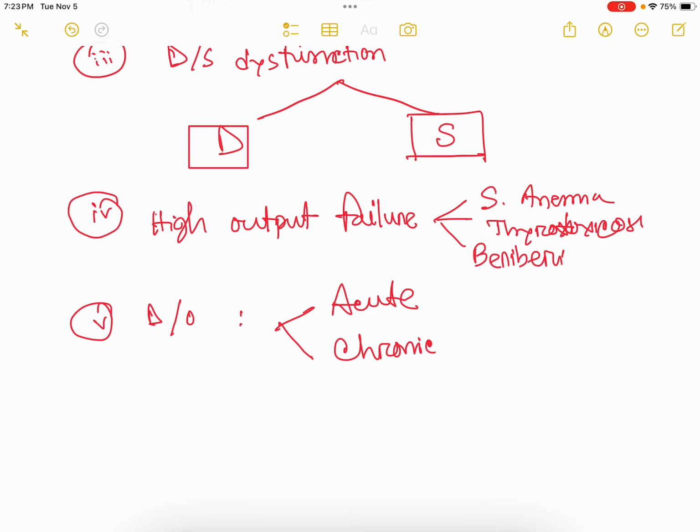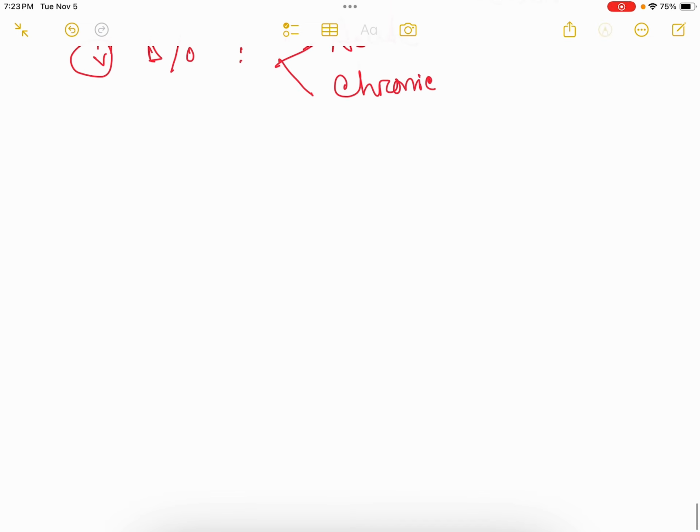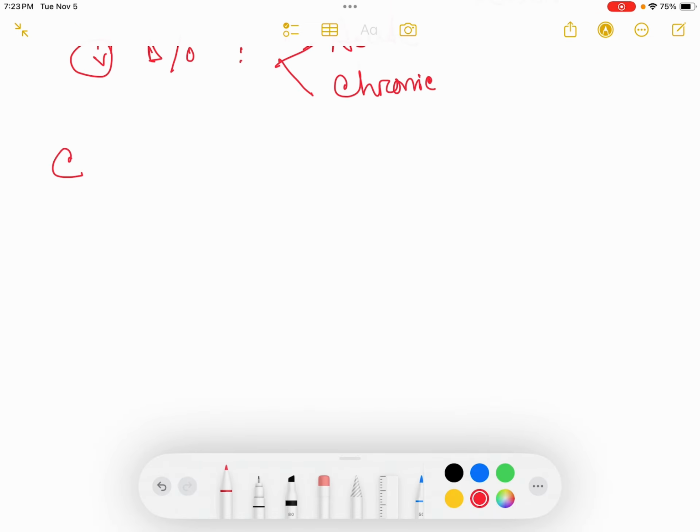Complications of heart failure are electrolyte imbalance, organ failure, cardiac arrhythmia, thromboembolism, and sudden death.